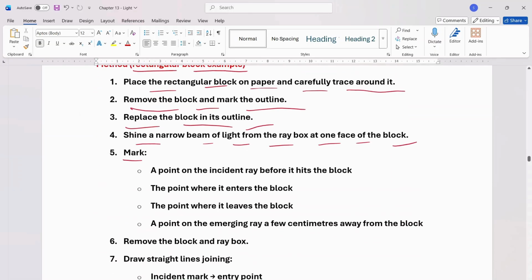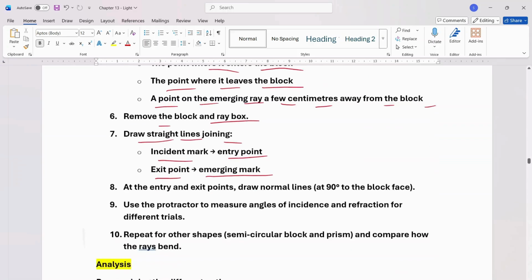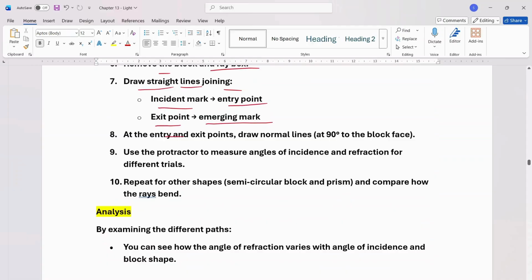So mark a point on the incident ray before it hits the block, the point where it enters the block, the point where it leaves the block, and a point on the emerging ray a few centimeters away from the block. Now remove the block and ray box, and draw straight lines joining the incident mark, entry point, exit point, and emerging mark. At the entry and exit points, draw normal lines at 90 degrees to the block's face.